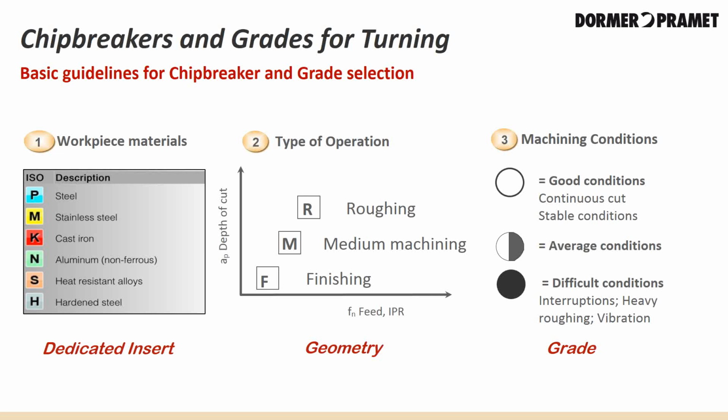Finishing, you get light depths of cut and low feed rates, operations requiring low cutting forces. When you're looking at medium machining, most applications or general purpose, you have medium to light roughing, a wide range of depths of cut and feed rate combinations. And when you look at roughing, it's a high depth of cut and feed rate combinations, operations requiring the highest edge security when you're doing roughing.